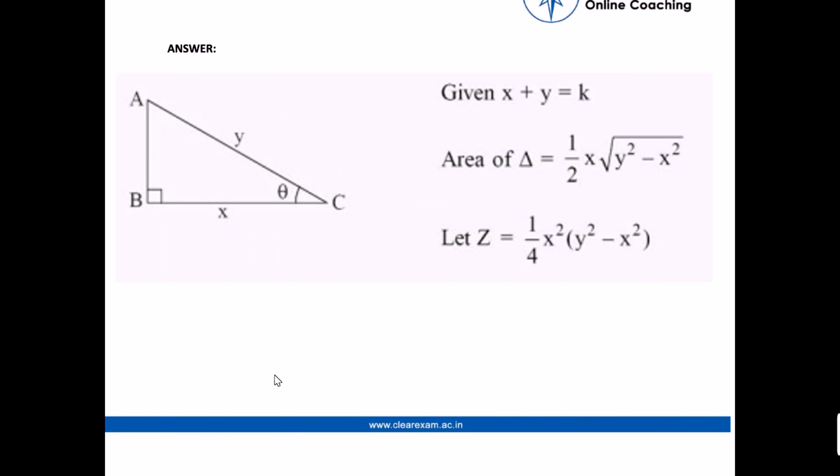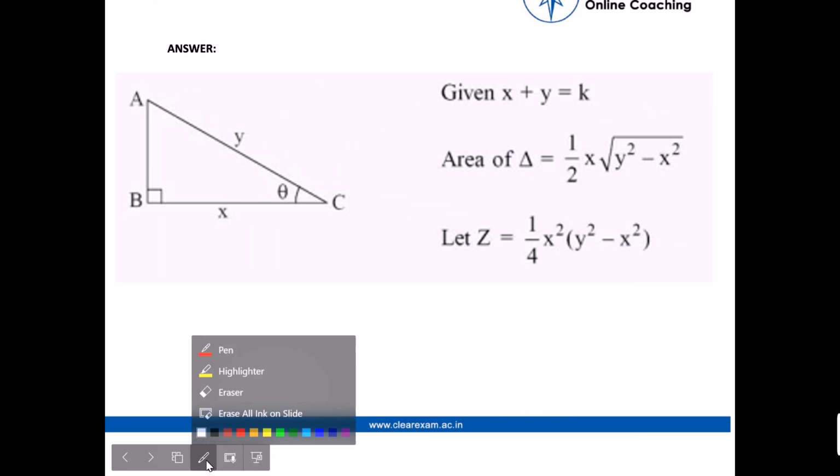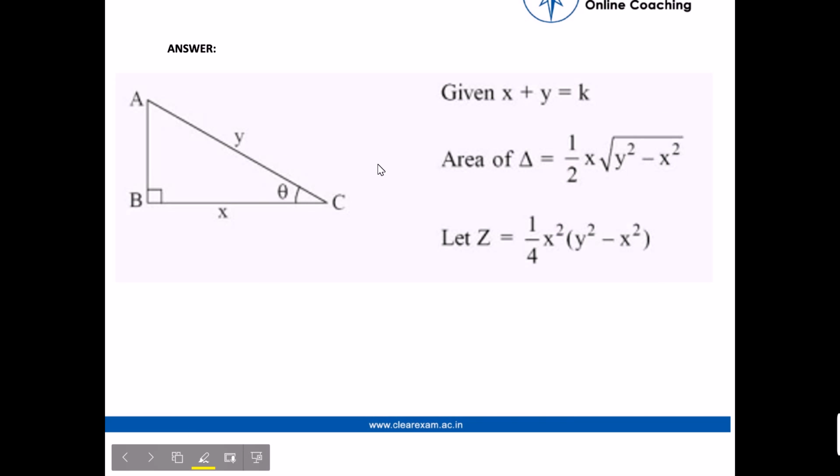So the solution will be: given x plus y is equal to k. When x plus y is equal to k, the area of the triangle is equal to 1 by 2 x under root y square minus x square. Let's assume z is equal to 1 by 4 x square bracket y square minus x square.